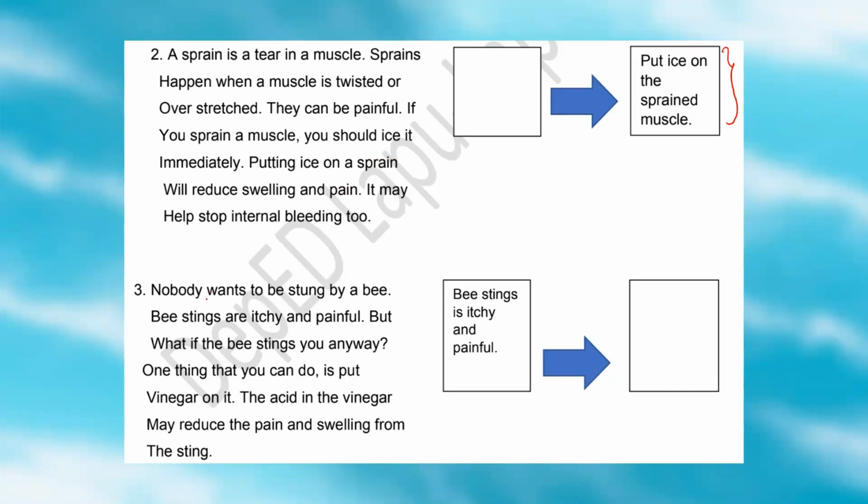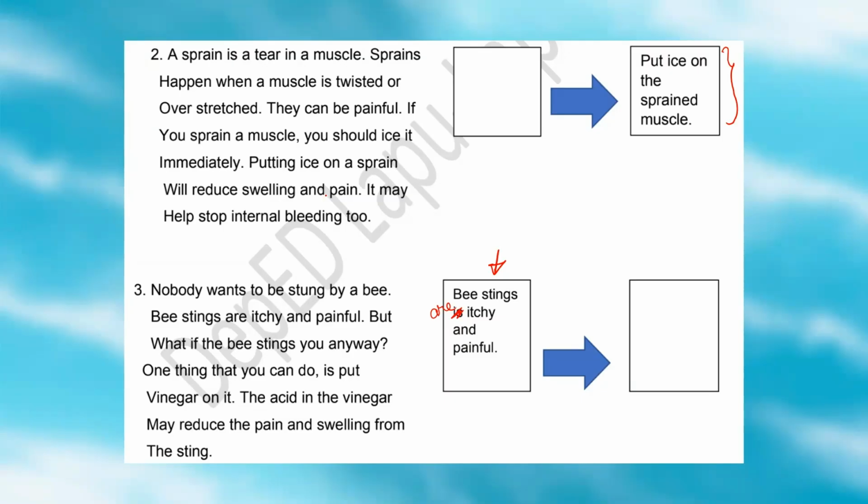Nobody wants to be stung by a bee. Bee stings are itchy and painful. But what if the bee stings you anyway? One thing that you can do is put vinegar on it. The acid in the vinegar may reduce the pain and swelling from the sting. Our problem here is bee stings are itchy, this should be R, and painful. What should be your solution? Again, don't forget, pause this part of the video if you need more time to answer that question.